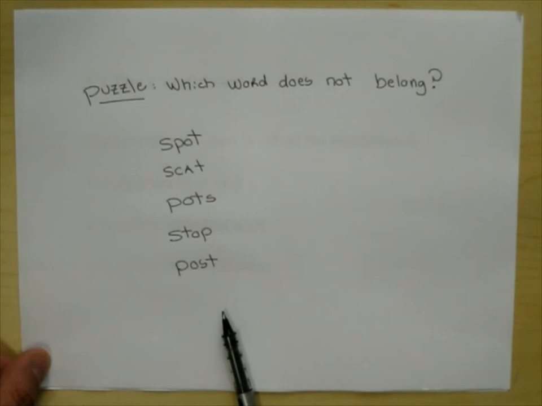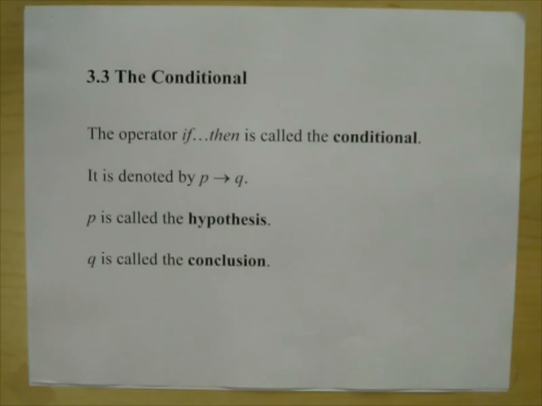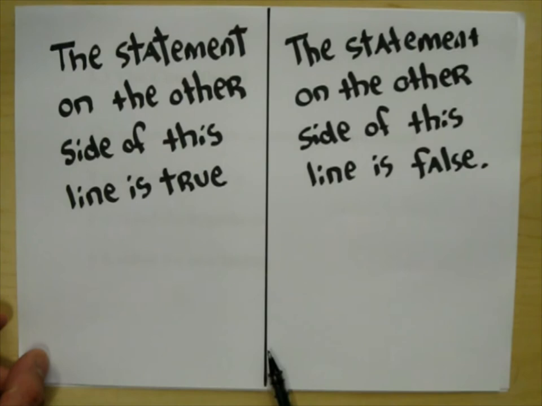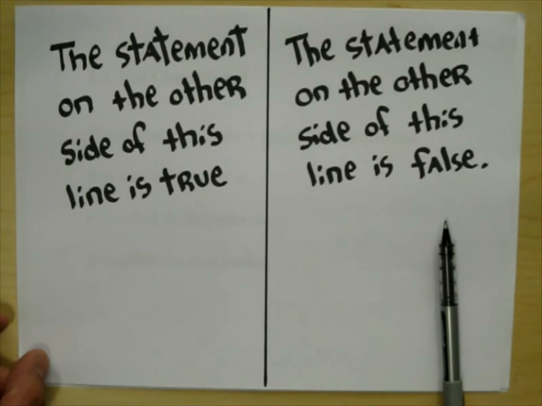Just the other thing that we want to show you that has a little to do with logic is this. The statement on the other side of this line is true. So here's a line here. The statement on the other side of this line is false. So as another puzzle, you can ponder this. What are the implications?